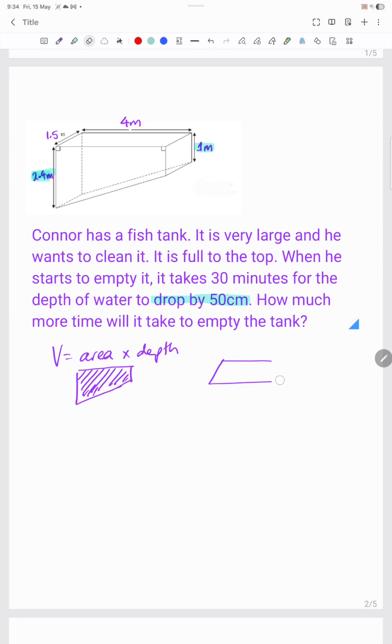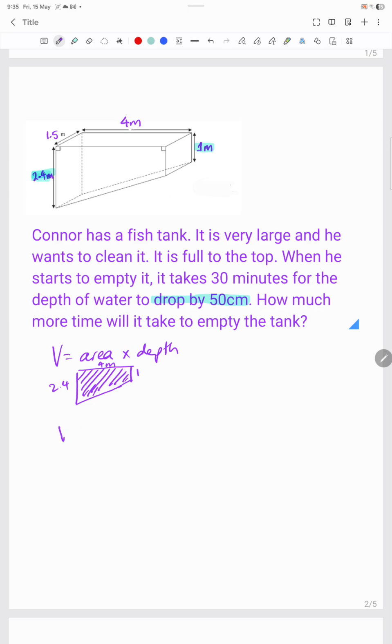So what we've got here is a trapezium that looks like this, but then it's swivelled around. That just means we need to be a bit careful with our labelling. We've got a side here that's 2.4 and a side that's 1, and then the perpendicular height here is 4 metres.